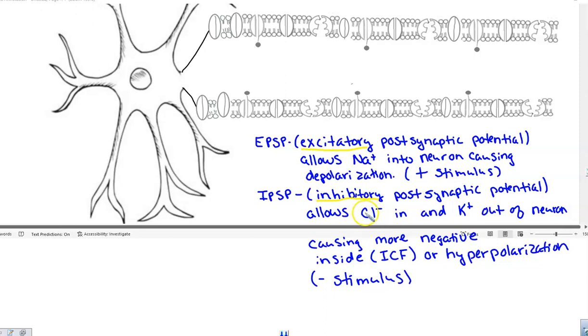Remember, inside the cell at rest is negative. So it's just going to make it more negative if more negative stuff comes in. And then it's going to allow some more sodium out. So we send the positive ion out and the negative ion in. We're just going to get more and more negative inside. So if you get more negative, you are not depolarizing, you're actually becoming hyperpolarized. Remember, polarized means negative on the inside. So inhibitory is a negative stimulus, so it's basically going to stop things from happening.